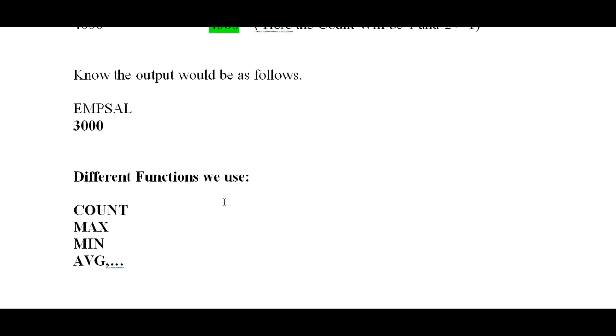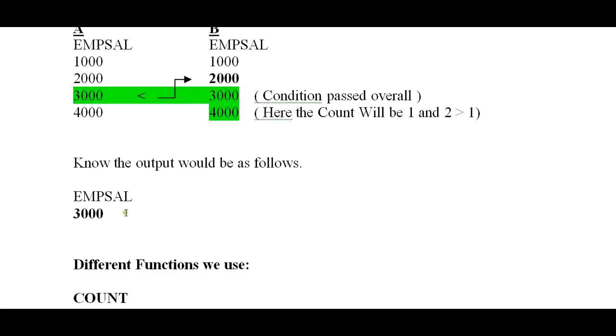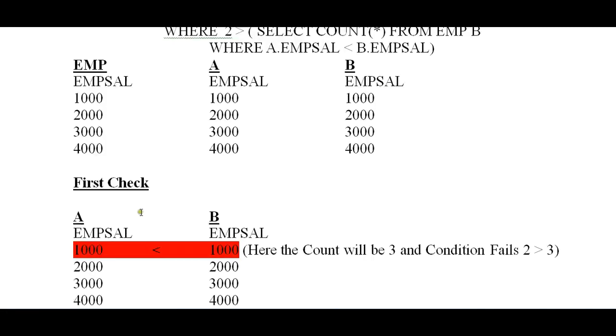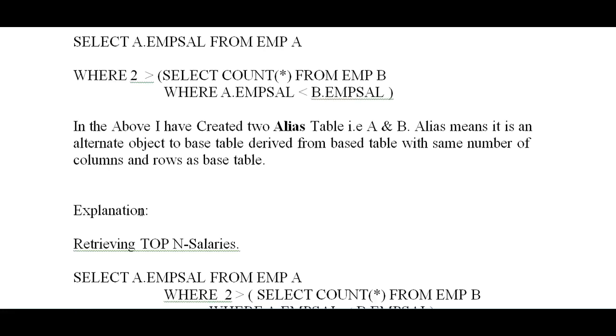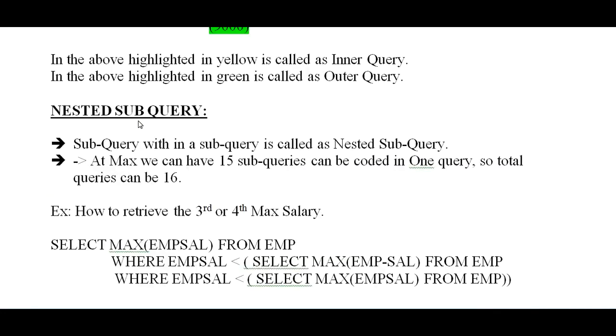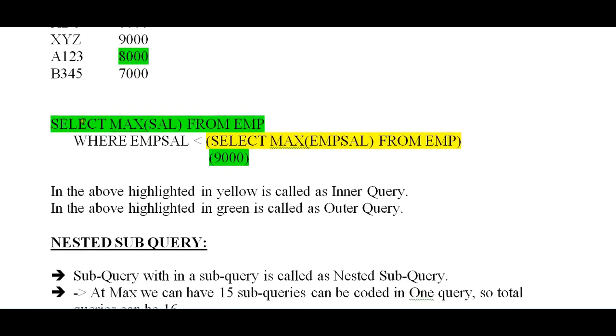The different functions we might be using are count, max, min, and average. You can ask any question about this. This condition could be easy when you write it using nested subqueries, that is, in order to retrieve the second max. So it is simple to write this query, right?